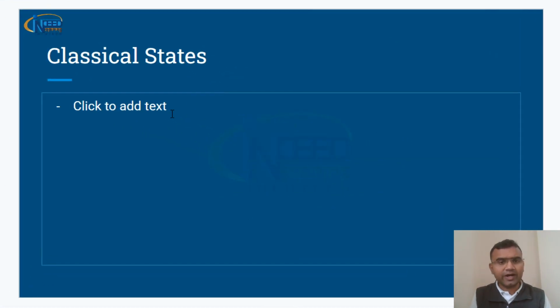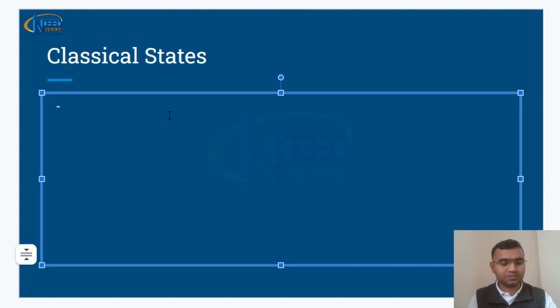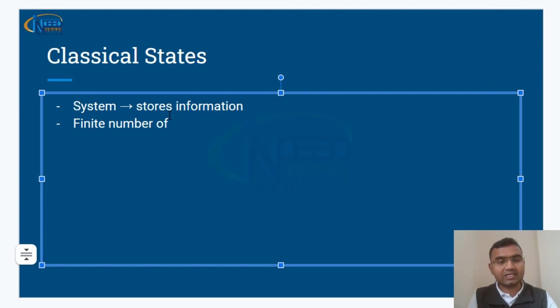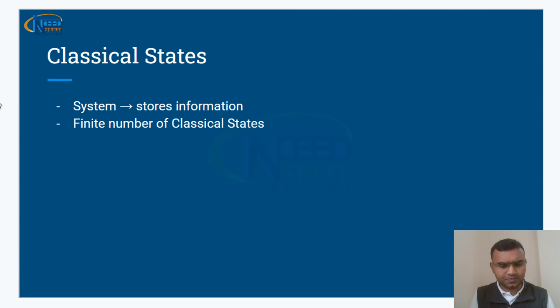If I talk about classical states, you can consider a system, and this particular system stores information. Another thing is that it is finite, so it has a finite number of classical states. So we have a system which is storing information and has a finite number of classical states. Let me give you some examples also.